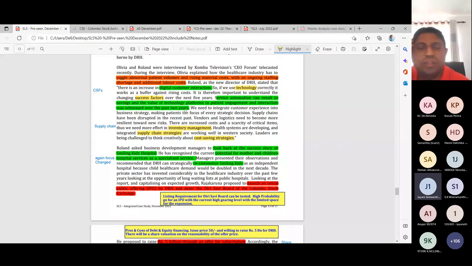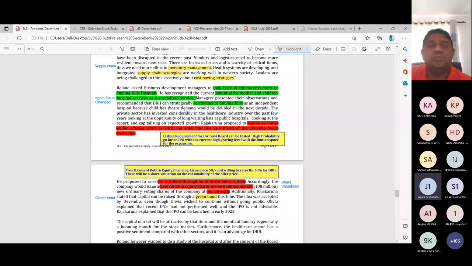Supply chains have been disrupted in the recent past. Vendors and logistics need to become more resilient toward new risks. Supply chain also changes, right? There are increased costs and scarcity of critical items. Thus, we need more effort in inventory management. They have mentioned inventory management practices also. Health systems developing integrated supply chain strategies are working well in Western societies. Leaders are being challenged to think creatively about cost-saving strategies.